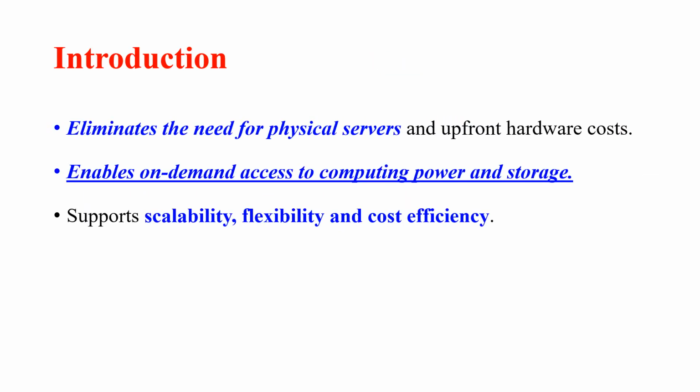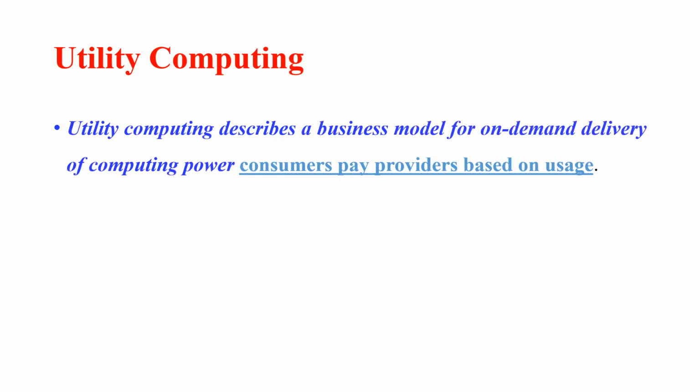So your cloud computing is going to eliminate the need for physical servers, and it is going to enable on-demand access to computing power and storage. Your cloud computing is going to concentrate on CNS. C stands for compute, N stands for network, and S stands for storage. So it is going to provide you on-demand access, it supports scalability, and it is flexible and very cost efficient.